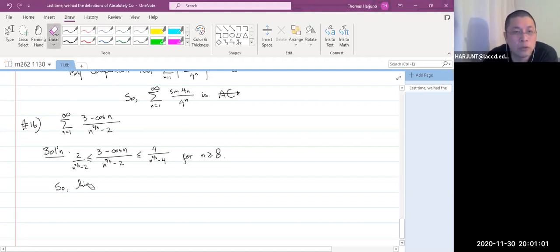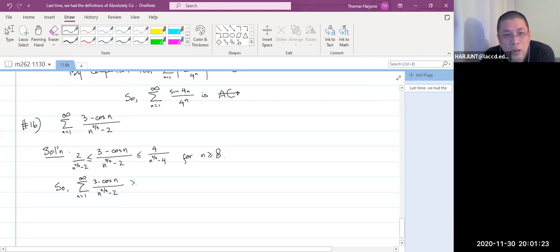You know what? I know what to do. Okay. The series 3 minus cosine n. You really need to get used to massaging this. It's greater or equal to the series from 1 to 8, let's say. So the first 8 terms, I make them exactly the same.